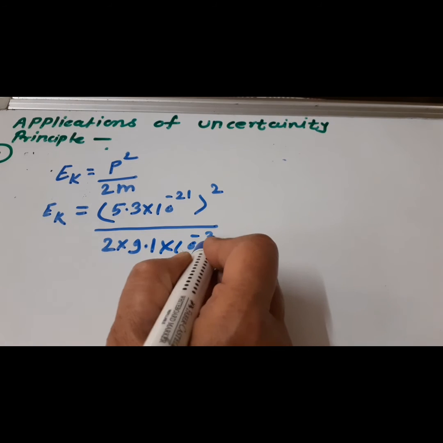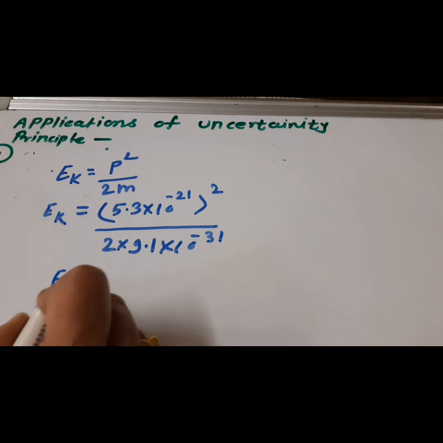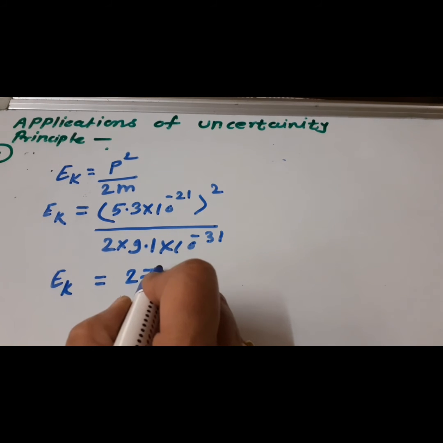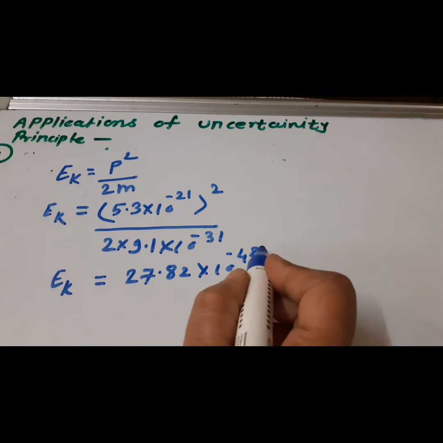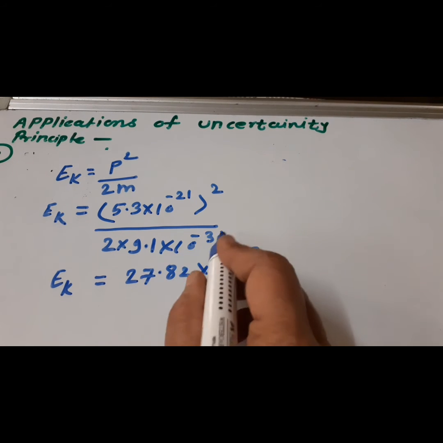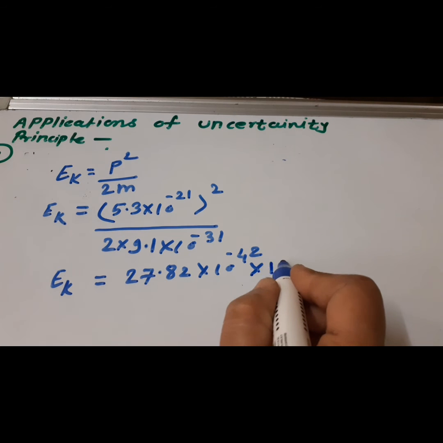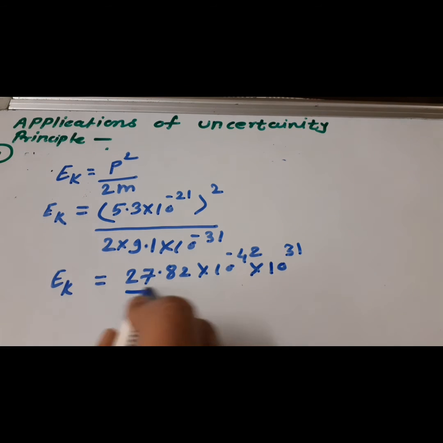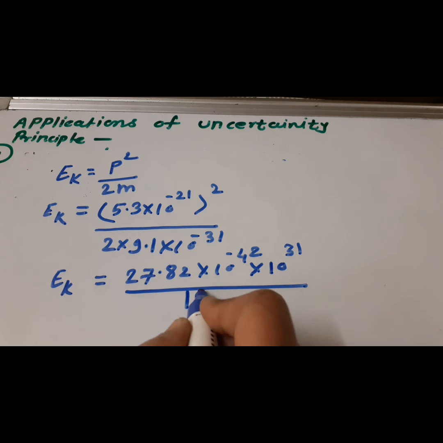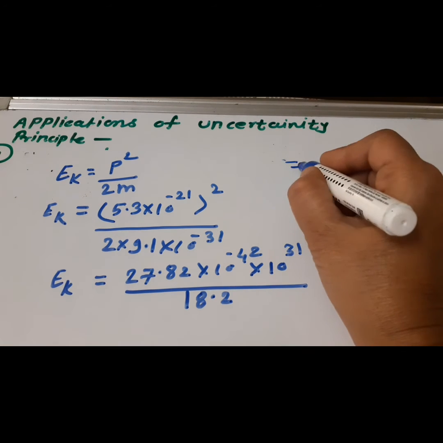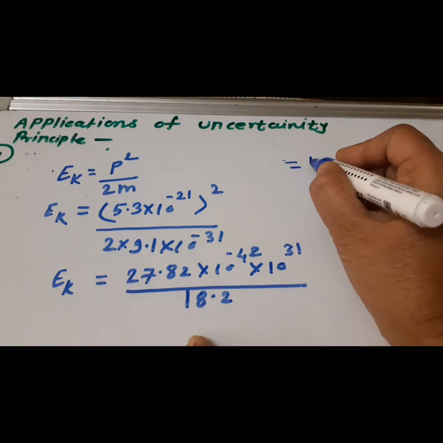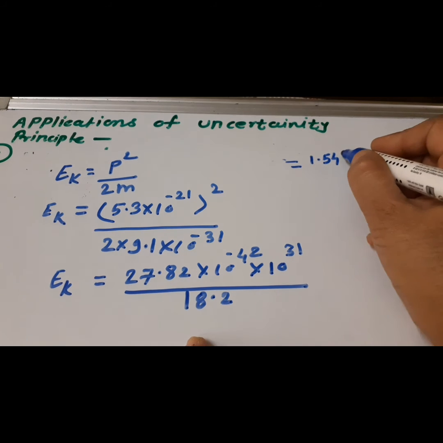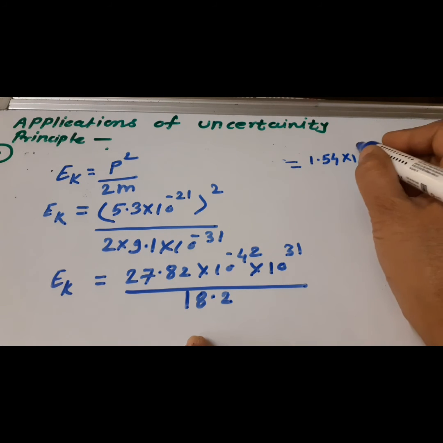Then Ek is equal to 27.82 into 10 to the power minus 42 into 10 to the power minus 31 goes to the upward side, that becomes plus 10 to the power plus 31, divided by 18.2, isn't it? Now that is equal to 27.82 divided by 18.2, we will get here 1.54 into 10 to the power minus 11, since minus 42 plus 31 is minus 11.